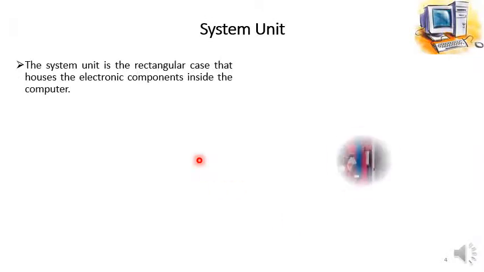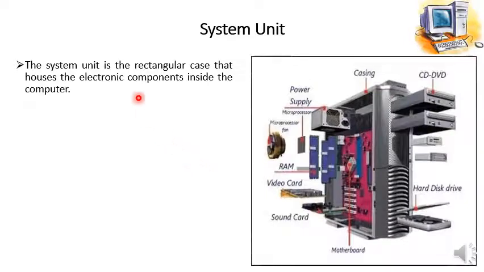Second, system unit. The system unit is the rectangular case that houses the electronic components inside the computer. Here in this picture we can see that it's a rectangular casing or system unit which actually encloses all these components of a computer. That is power supply, microprocessor fan, RAM, video card, sound card, motherboard. All these components are enclosed inside the system unit.